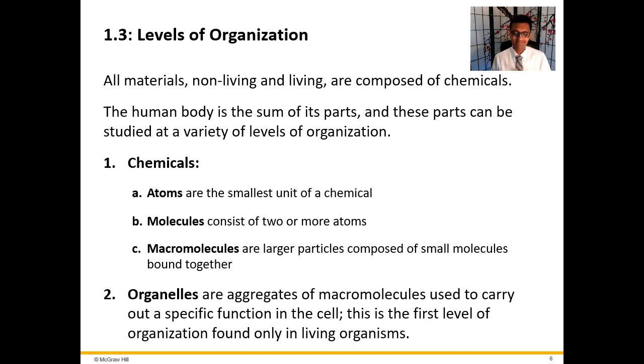The smallest unit, atom. A bunch of atoms make up molecules. A bunch of molecules make up macromolecules. Macromolecules make up organelles. All organelles will then make a cell. A bunch of cells make tissues. Tissues make what? Organs. Organs make organ systems, and then a whole organ system makes a beautiful human being. So that's the level of organization. That's what you should know.